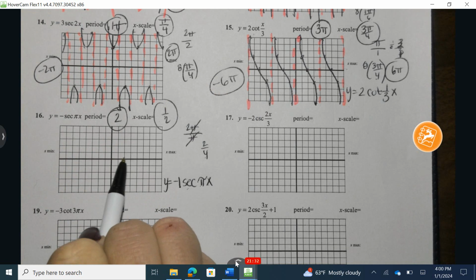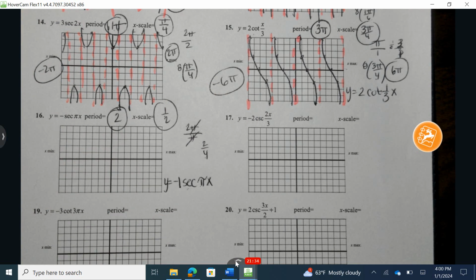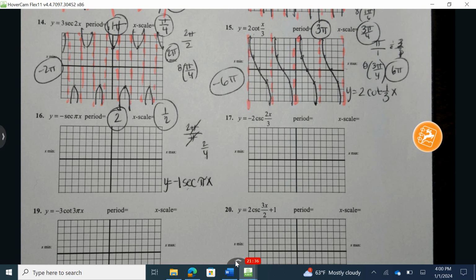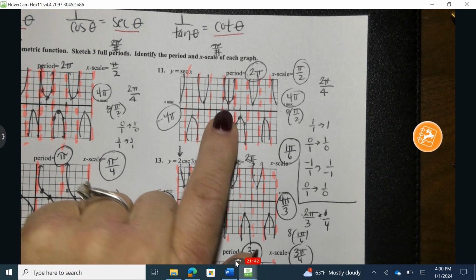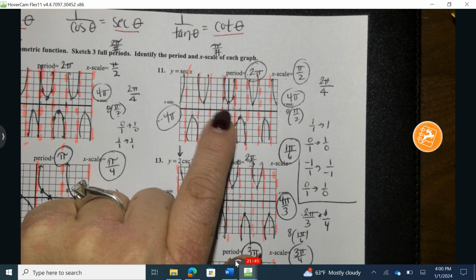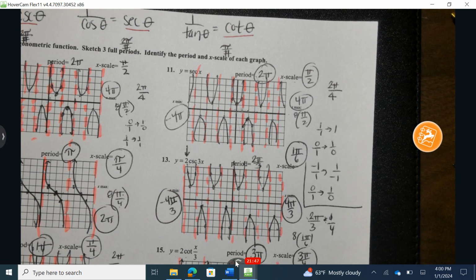So each distance here, or each step on this horizontal axis, is going to be a distance of 1/2. Now I'm able to copy this general idea for secants. So from the origin to the left and right, I'm going to start making vertical asymptotes.